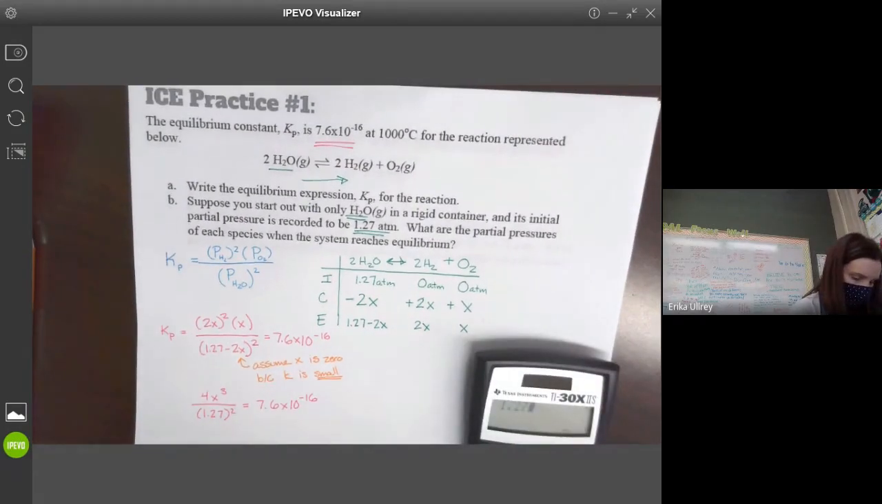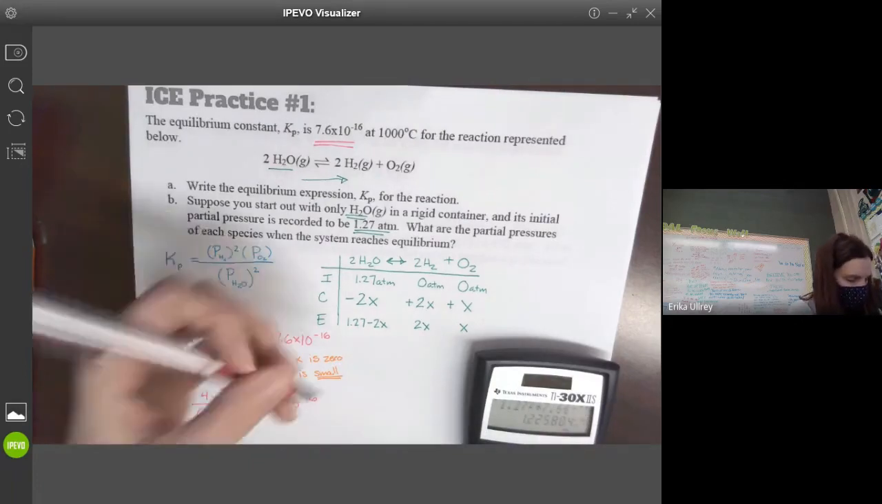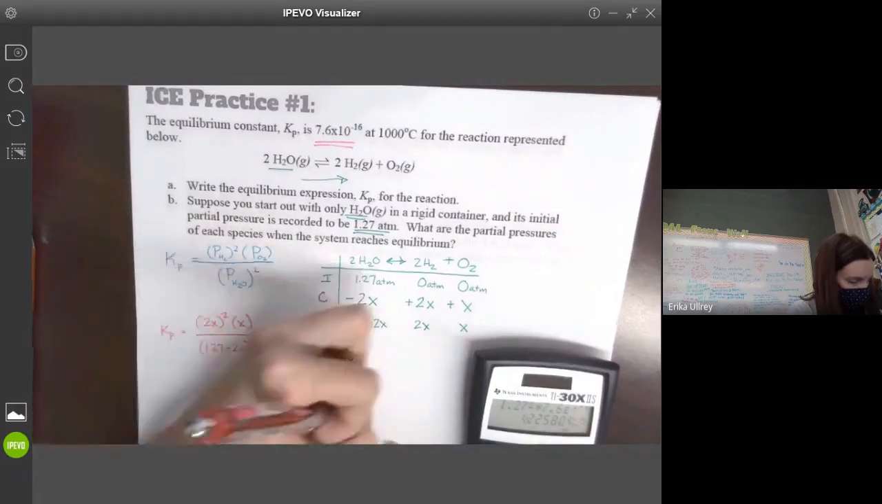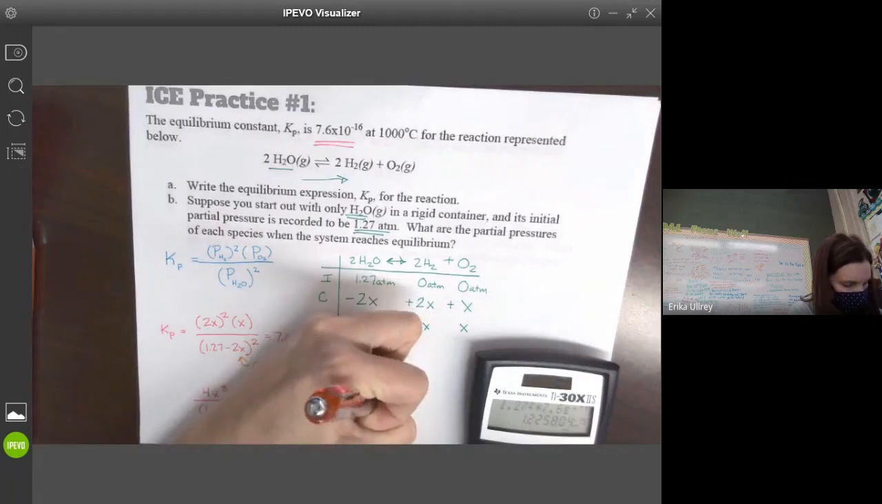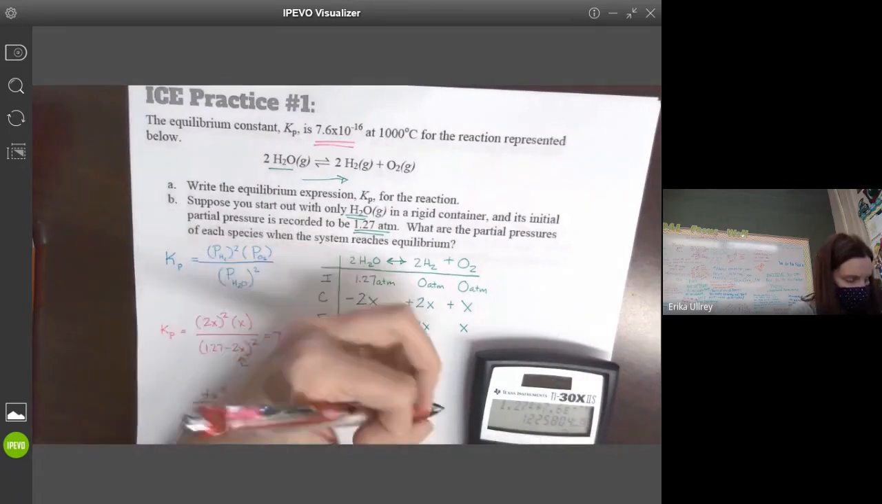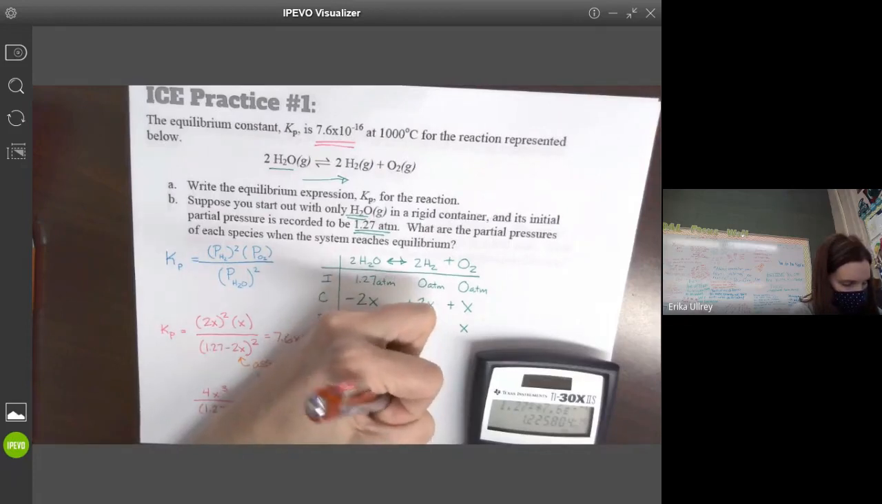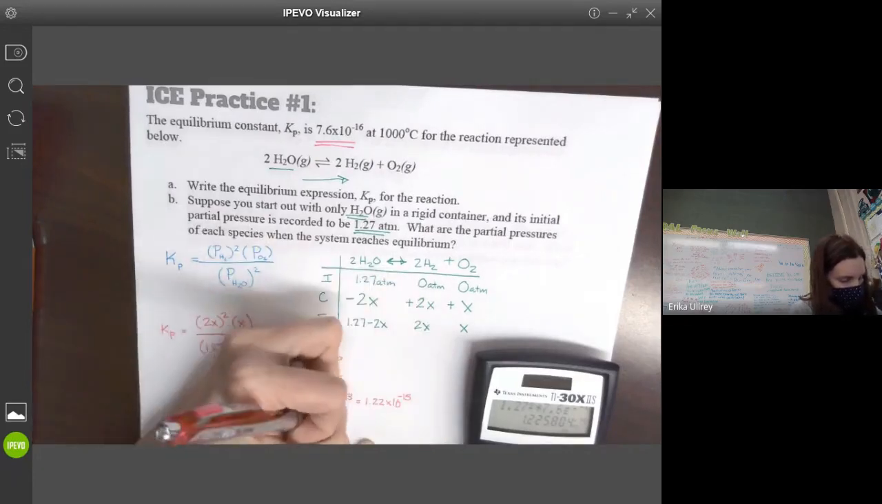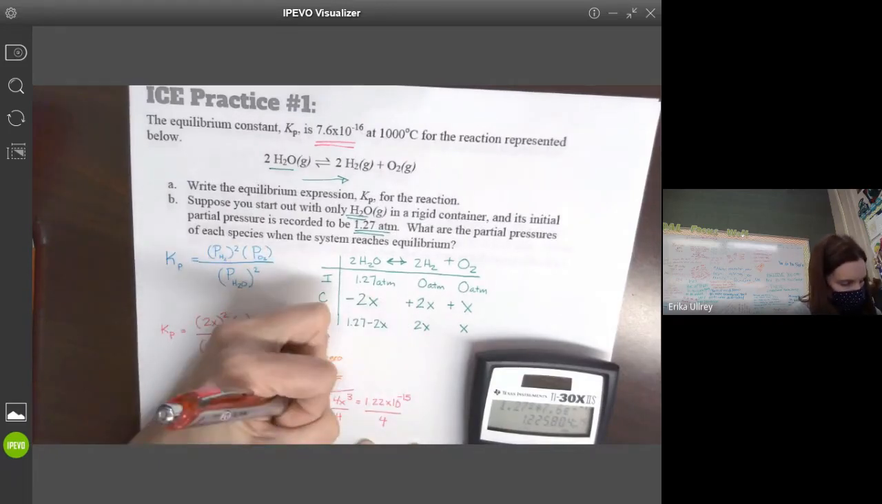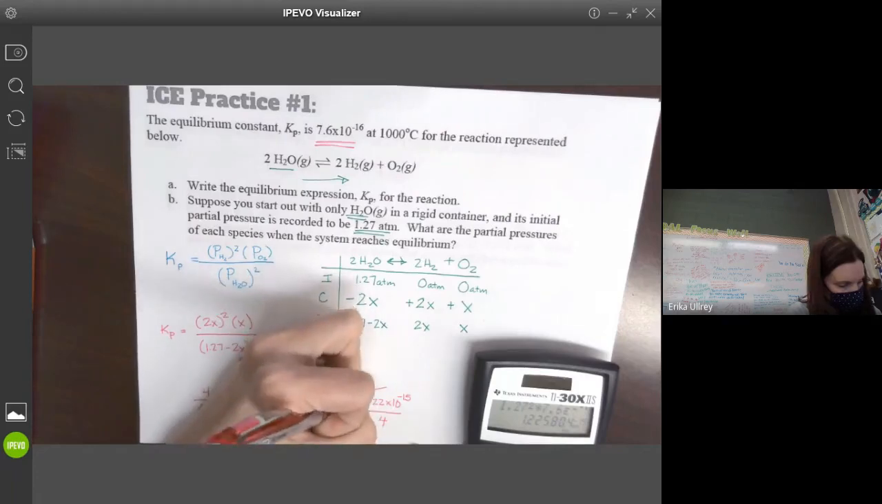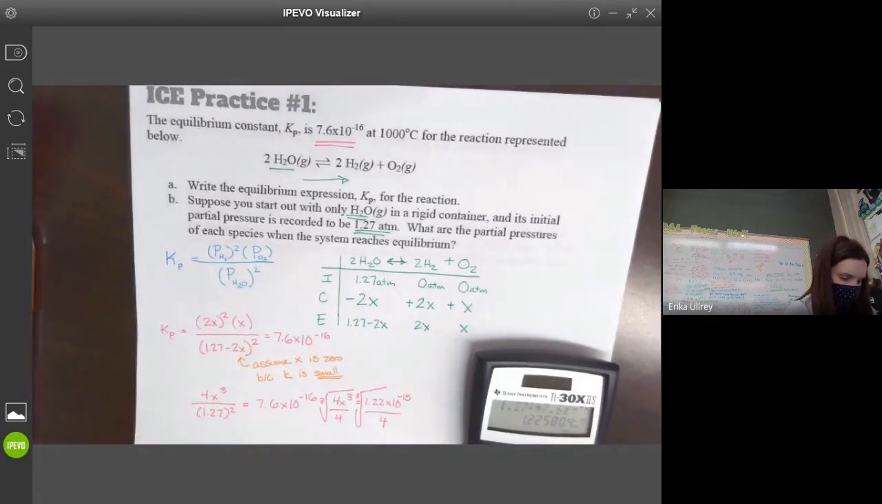So 1.27 squared times 7.6 E negative 16. So we're going to have 4x cubed equal to 1.22. Try and keep your numbers in the calculator if you can, times 10 to the negative 15th. Now we're going to divide both sides by 4. We're going to take the cube root of both sides. So we're going to take the cube root.